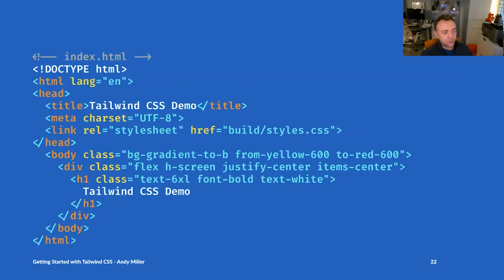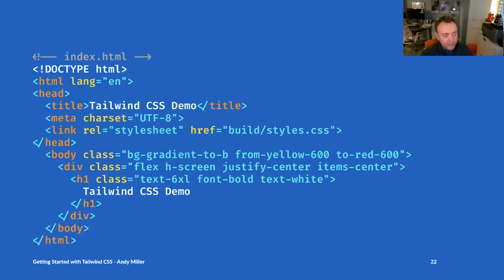So the next step is to create an HTML file. And here's a really short, simple example. The important line is that link tag where we are pointing to the build/styles.css file that we just built. Then inside of the body tag, we've got some Tailwind classes. You don't have to worry about exactly what these are right now, but if you just read them, they'll probably make sense to you. So there's bg-gradient-to-b. That's going to be a background gradient to the bottom, from yellow-600, so a medium yellow, to red-600, a medium red, gradient to the bottom.